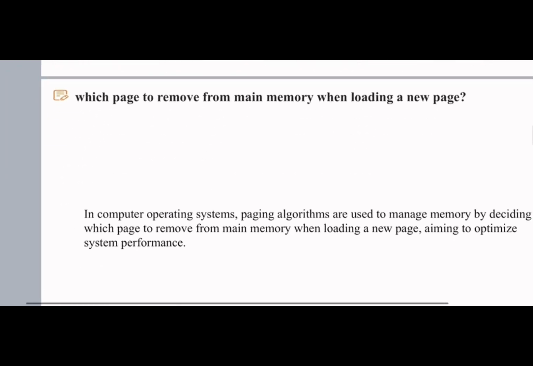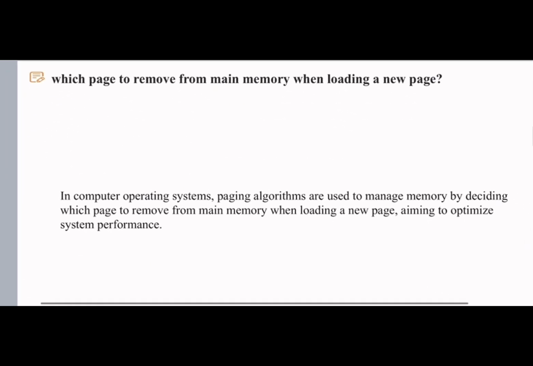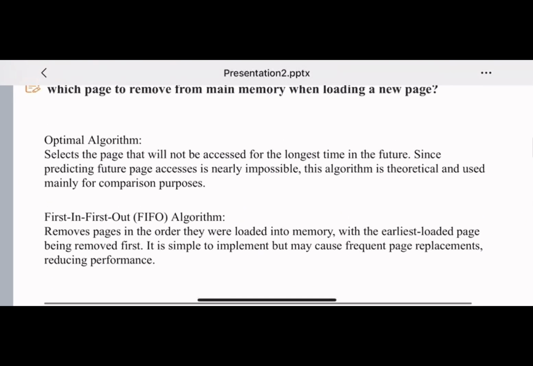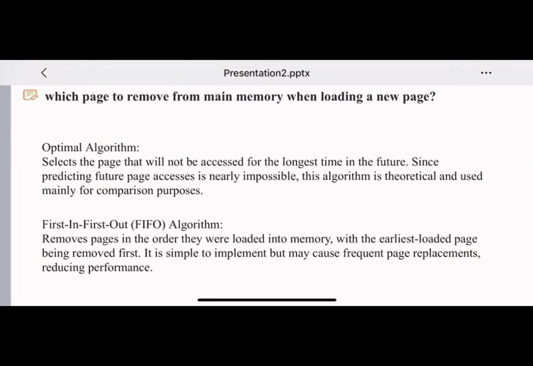And the second one is paging algorithms. First is to review different paging algorithms. There are 4 algorithms. The first is the optimal algorithm. It selects the page that will not be used for the longest time in the future. And then is the FIFO algorithm. The first page that entered the memory is the first to be replaced.